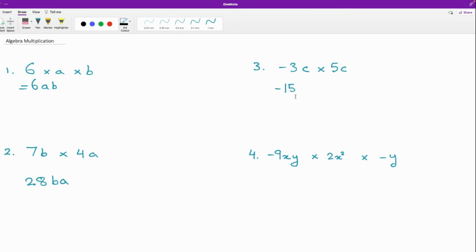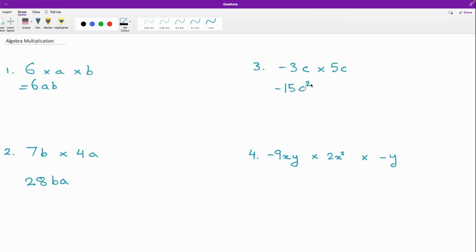The third step is to have a look at our pronumerals. C times C. Now, because these two are like pronumerals, we do incorporate this idea of powers. So C times C essentially means C to the power of 2. And that is what we put in our answer over here. Alright, let's move on to the final question.